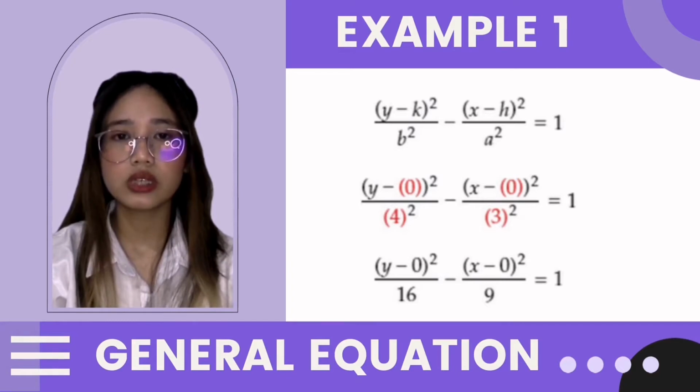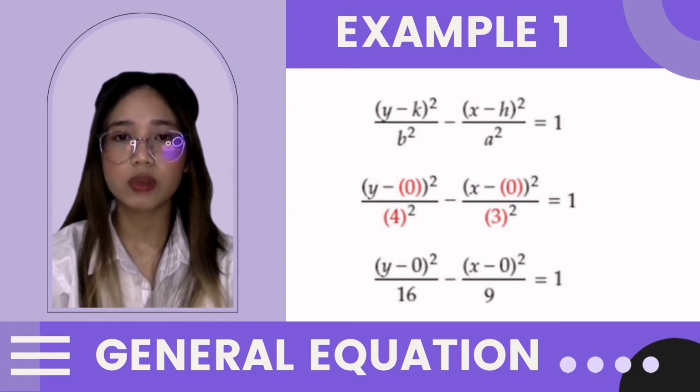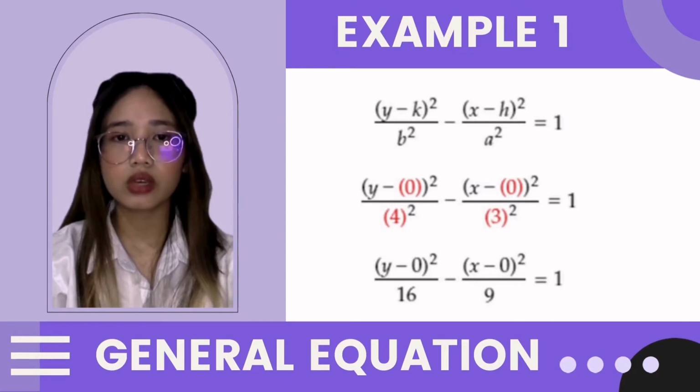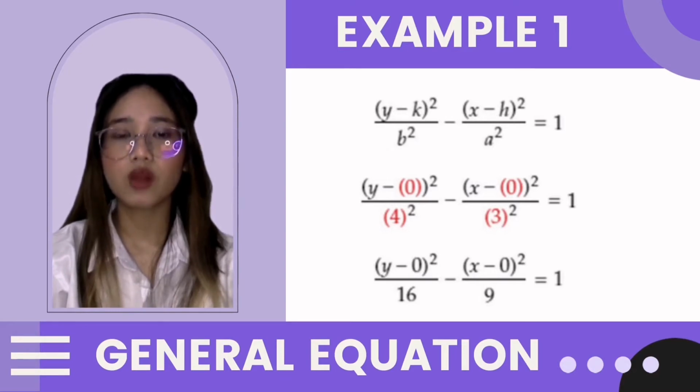So the standard equation is (y minus 0) squared over 4 squared plus (x minus 0) squared over 3 squared equals 1. So now we're going to square the 4 and 3. So 4 squared and 3 squared are 16 and 9. So the answer for the standard equation is (y minus 0) squared over 16 plus (x minus 0) squared over 9.